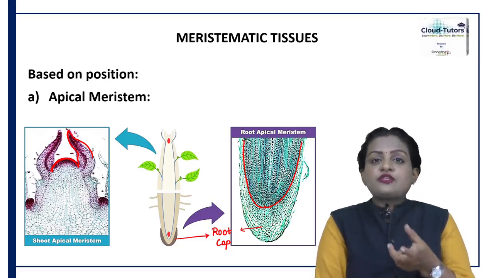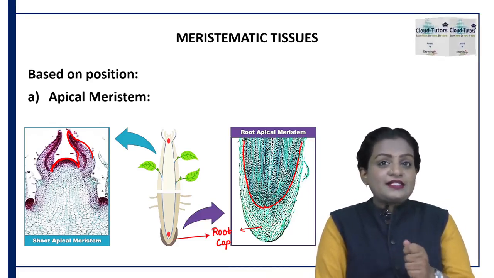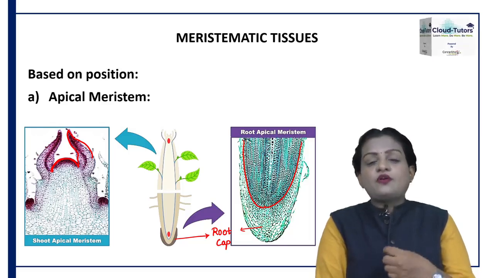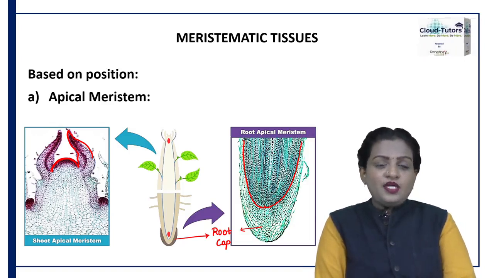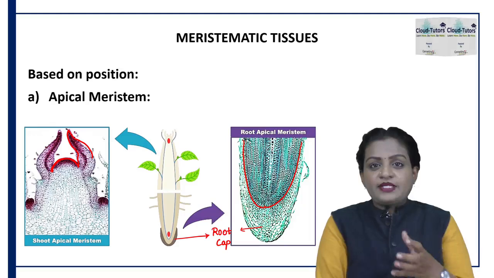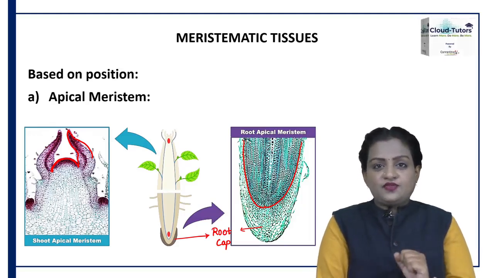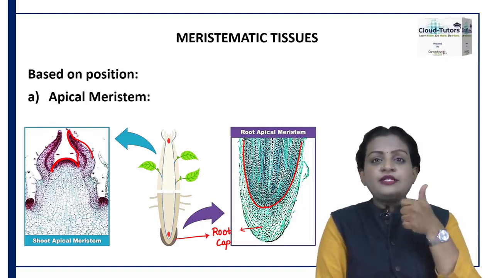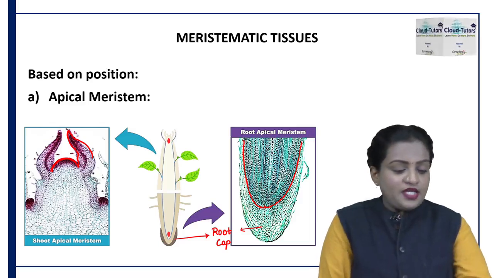So when the root starts to penetrate deep into the soil, there can be certain mechanical damages that can happen, or certain parasites or pathogens can enter the root because of its high nutritive value. So in order to protect this root tip, or root apical meristem, the root cap is present in the plants. So apical meristem found in the shoot tip and root tip increases the primary growth of the plant.